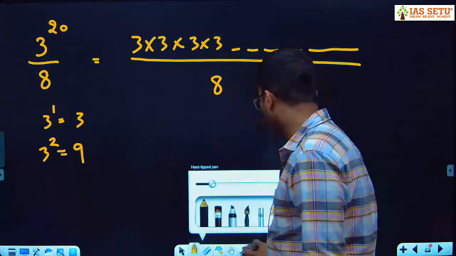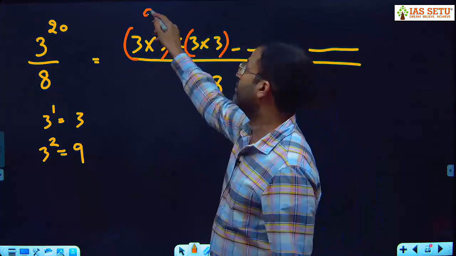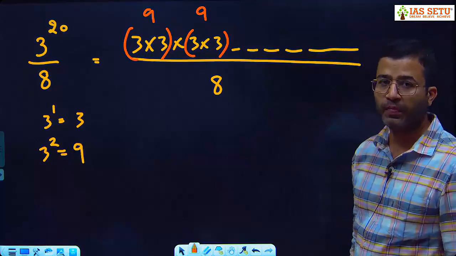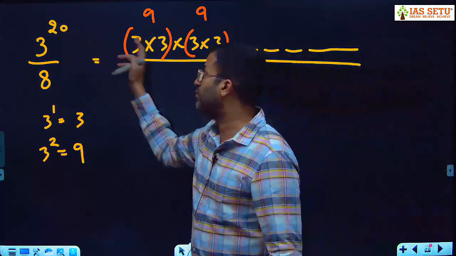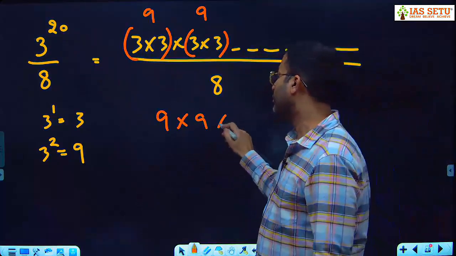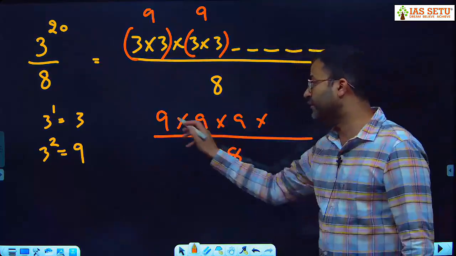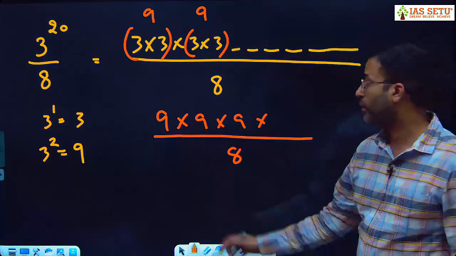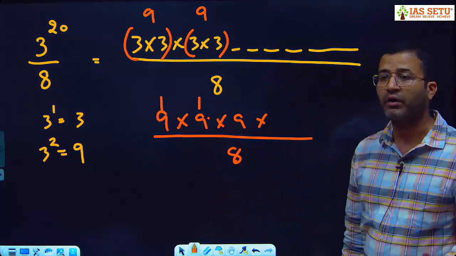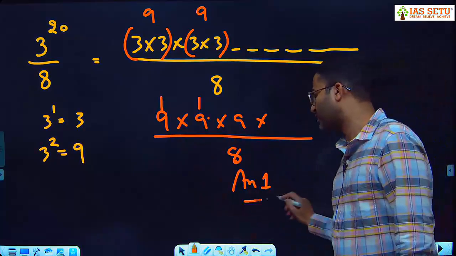So what you do, make couples, husband wife, so it becomes 9, 9, 9. 9 will help you. If it is 3 to the power 20 and you combine 3 into 3, how many 9s do you have? 10. 9 into 9 into 9, 10 times we have. But every 9 with respect to 8 gives remainder 1. How many times? 10 times. 1 into 1 into 1, 10 times, is 1 only. So here the answer is 1.